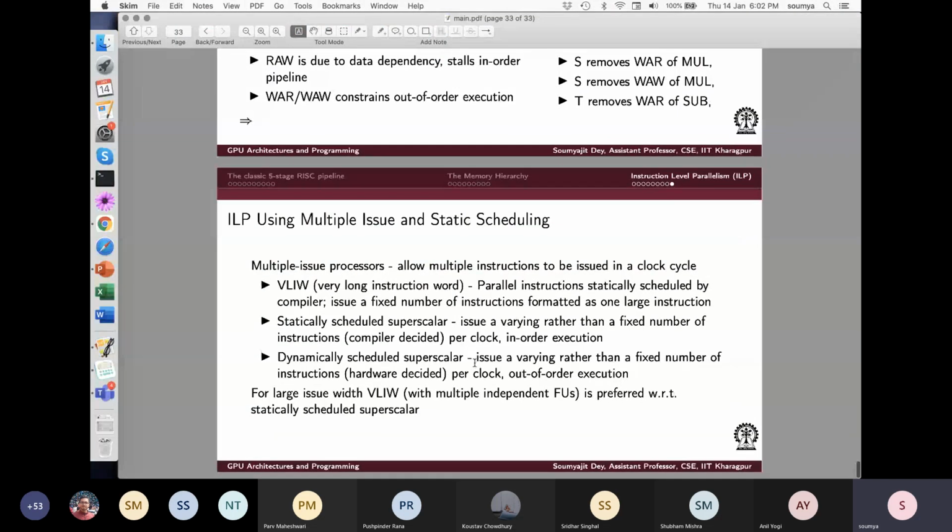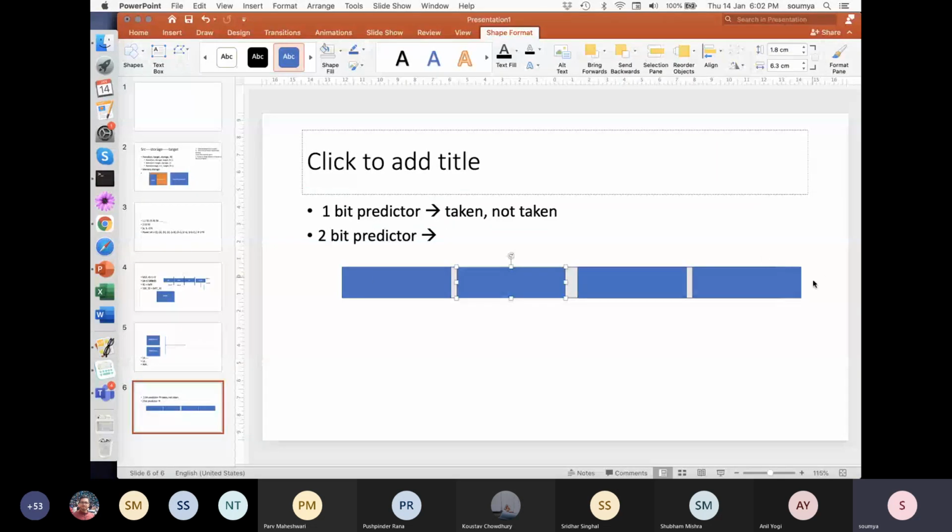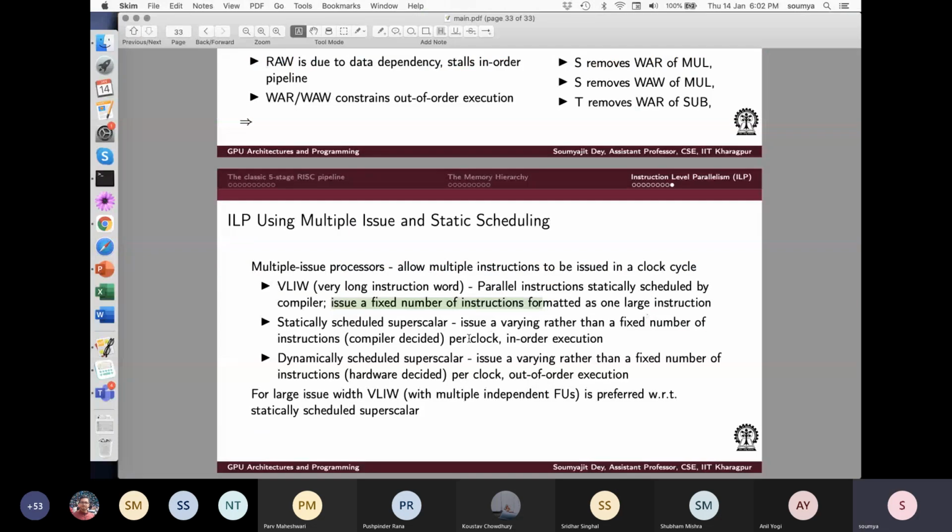Now, for superscalar processors, how do I figure out the parallelism? Again, the compiler can do it or the hardware can do it. If the hardware does it, it's dynamically scheduled, and if the compiler does it, then it's statically scheduled. Of course, a good question is that VLIW and statically scheduled become very near to each other, right? But the difference is, in VLIW you are forcing the compiler to issue a fixed number of instructions, because you are making the changes at the instruction set level itself. So you are forcing that this is your size of instruction. But here you are not really doing that.